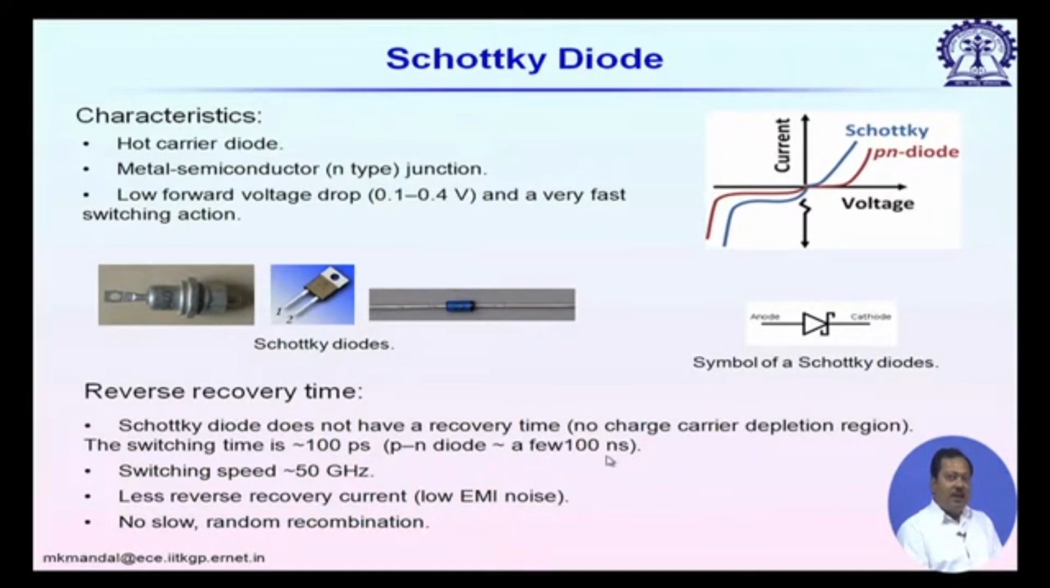So, switching speed of even 50 to 60 gigahertz is possible, and not only that, it has less reverse recovery current and no slow random recombination, because it does not have any space charge region and it is only associated with, let us say, electron flow. So, recombination of holes and electrons we can avoid here, and that is why the EMI noise produced by recombination can be avoided.